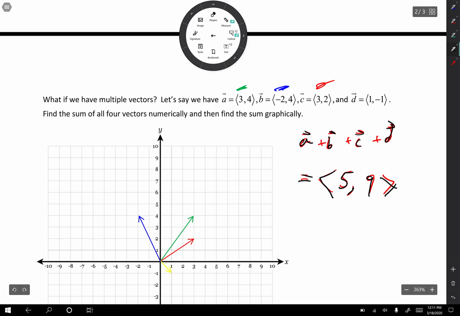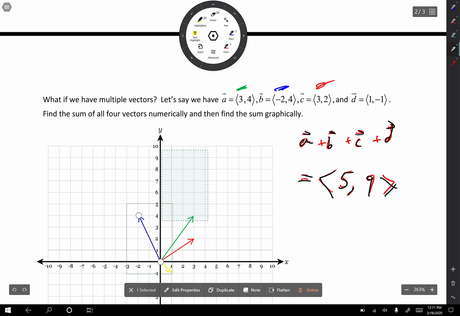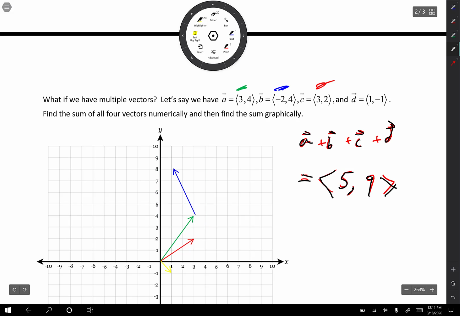All right. So now, our resultant vector, if I add everything up, should end up at 5, 9, or should look like vector 5, 9. 5 to the right total, 9 up total. So we're going to start adding these up and see if that's the case. The blue one, I'm going to add it to the green one. There we go, more or less. That's about as good as it's going to get there, guys.